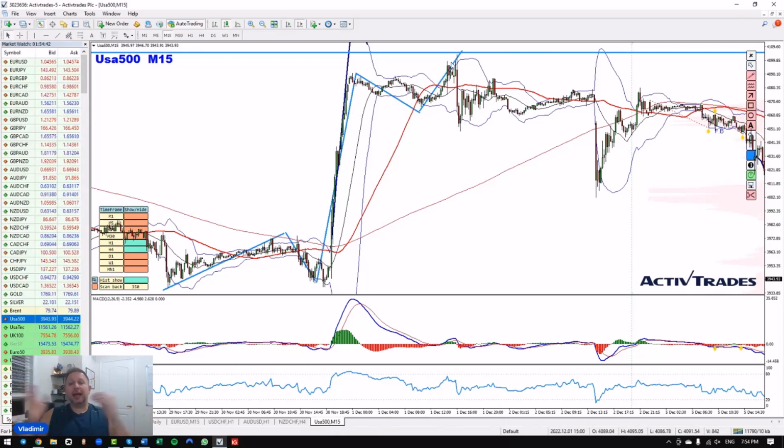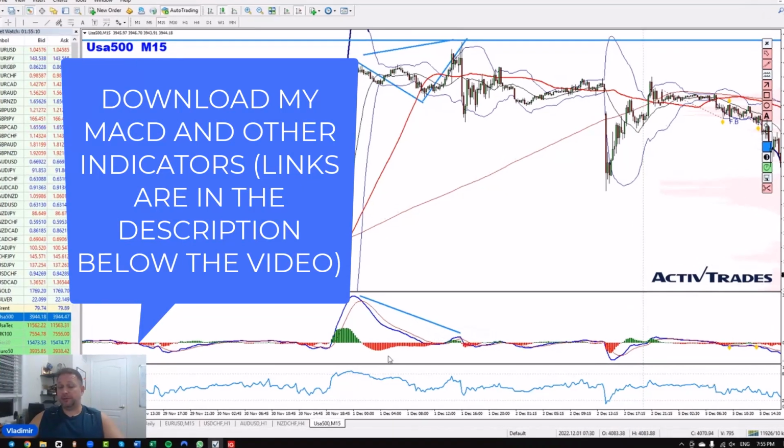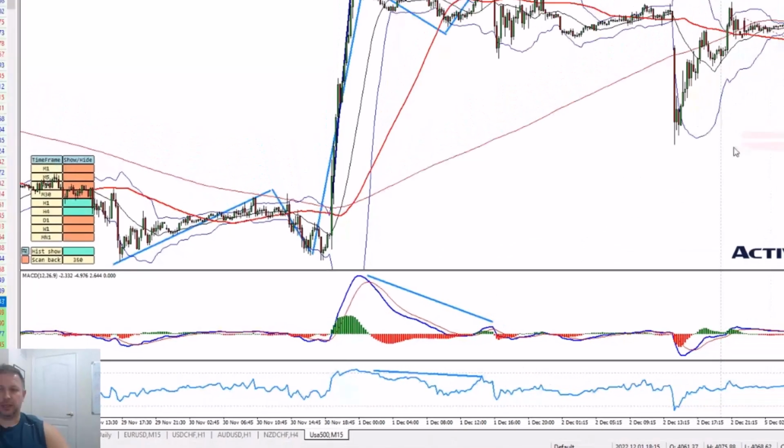And the final thing, I want signs that the buyers are running out of steam. How do I do that? By checking for a bearish divergence. Bearish divergence is a condition when the chart is still creating higher highs while the indicator shows lower highs. So if I check the price, I can clearly see higher highs here. And if I check the MACD indicator, I can clearly see lower highs. If you prefer the RSI, you can also see lower highs on the RSI.